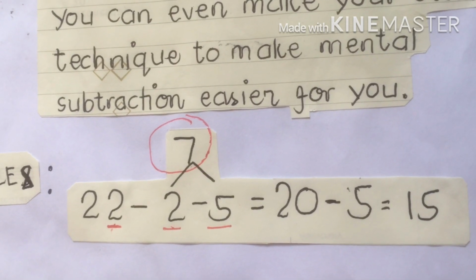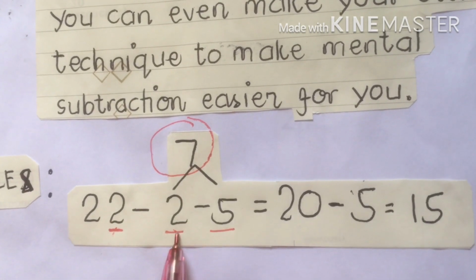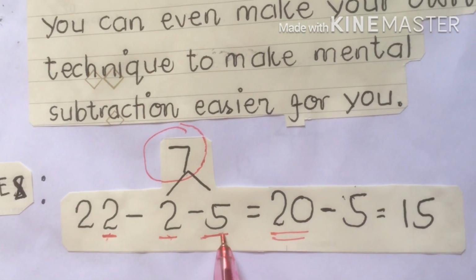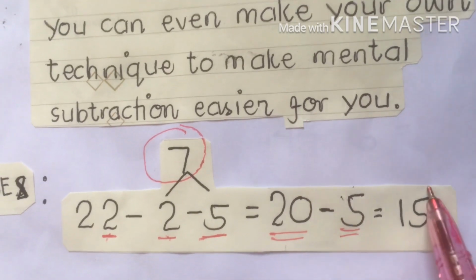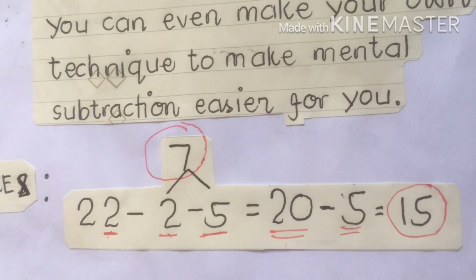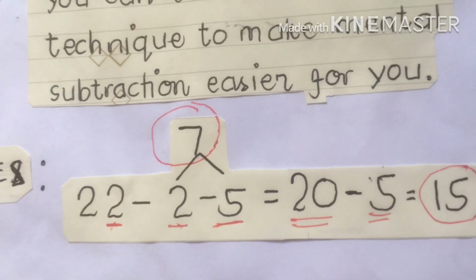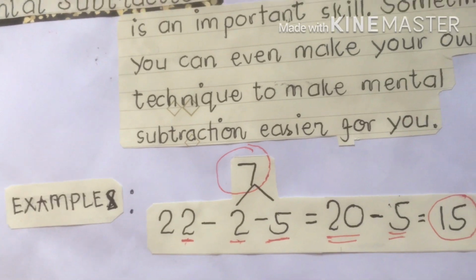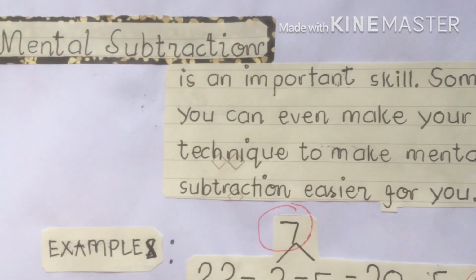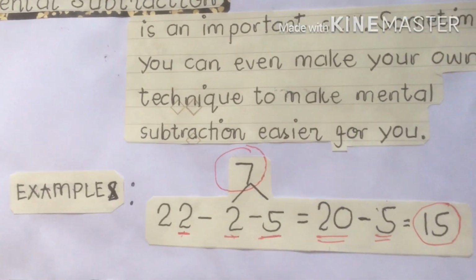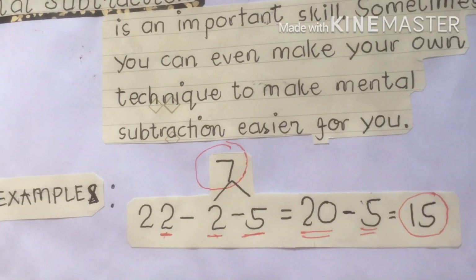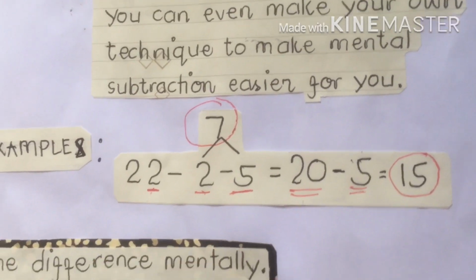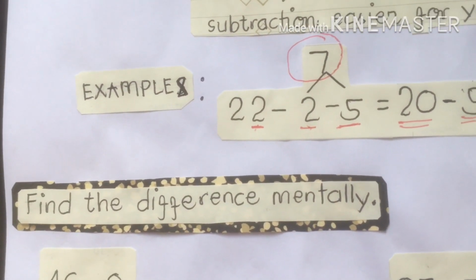Now, we're going to subtract 22 minus 2. The answer here is 20. Then subtract 5, and the result is 15. That's quite interesting, our ways on how to subtract mentally. Breaking up the number into two numbers, the first number should be the same as the ones digit of the given number. Let's proceed to our exercises.